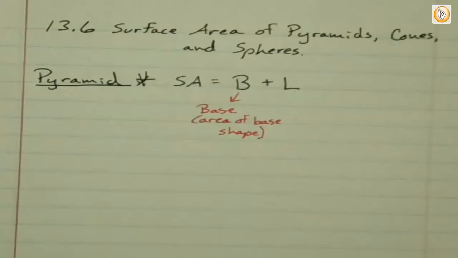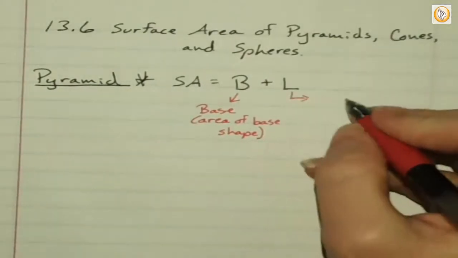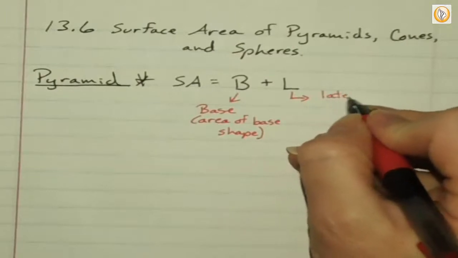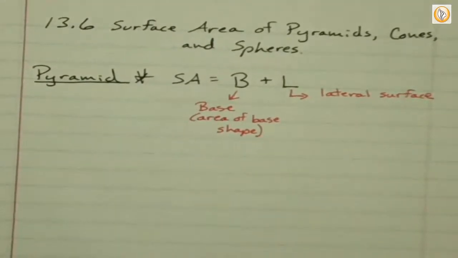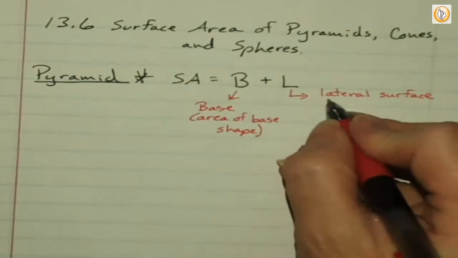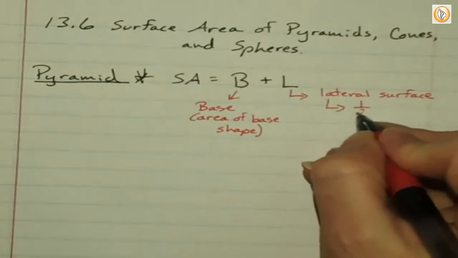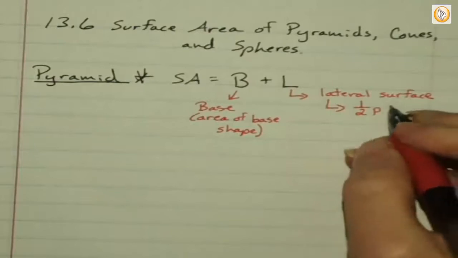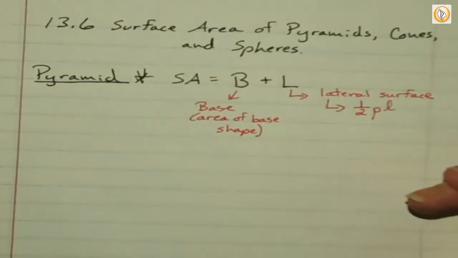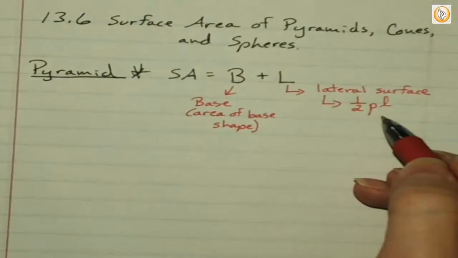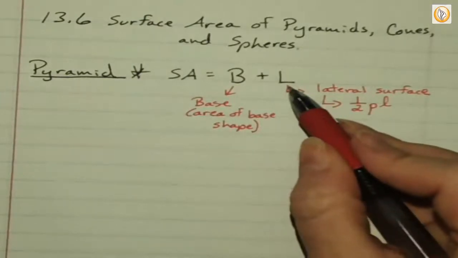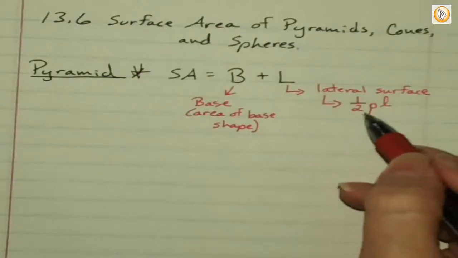Here's where things get crazy. The L is your lateral surface. Lateral surface. The formula is 1/2 P times L. Why they didn't tell you that before? It's just the way it is. For a pyramid, the L is your lateral surface. It's written like this, 1/2 P.